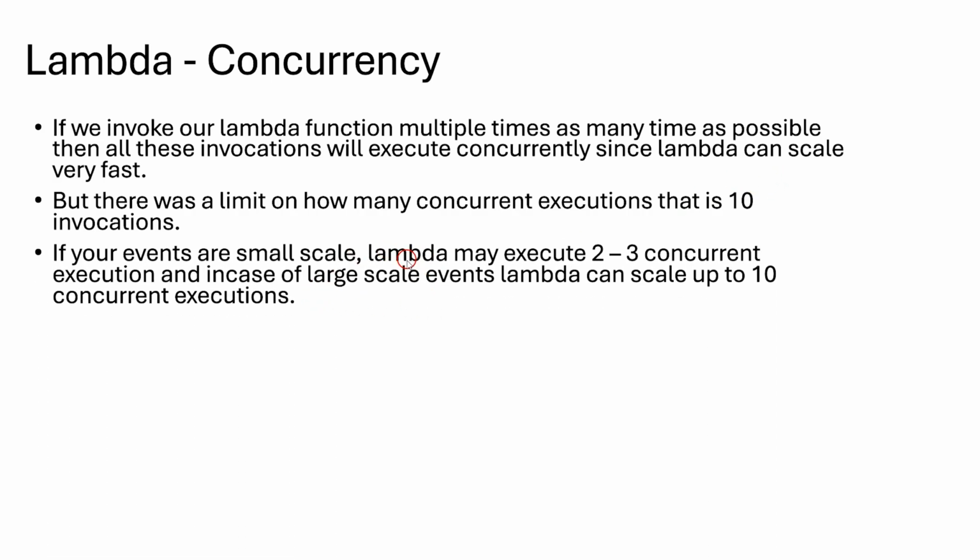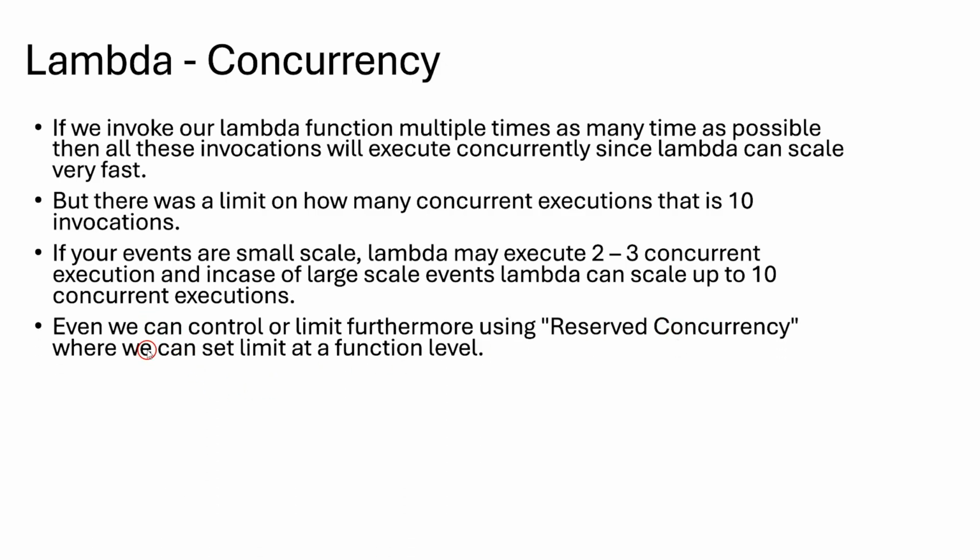If your events are small, Lambda may execute 2 to 3 concurrent executions, and in case of larger events, Lambda can scale up to 10 concurrent executions. So for example, you have 10 users and they are not using your application at the same time. They are using your application once in a while, then it can happen 2 to 3 invocations. But if you have 100 users simultaneously hitting your Lambda, then 10 requests can be invoked at a time with 10 concurrent invocations. Since Lambda has a limit of 10 concurrent executions, if those executions cross 10 concurrent executions, then we will get into an issue.